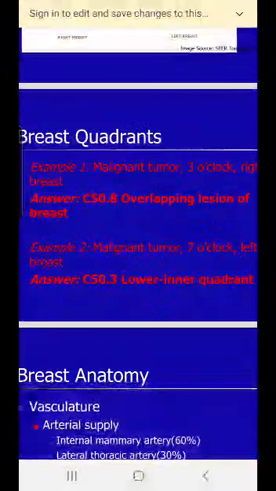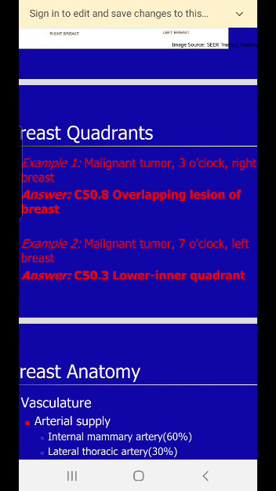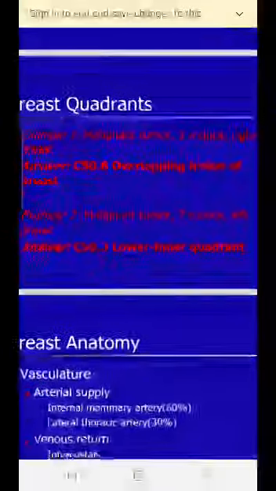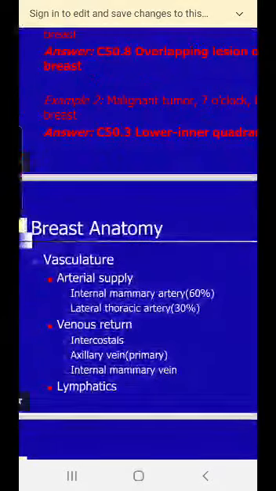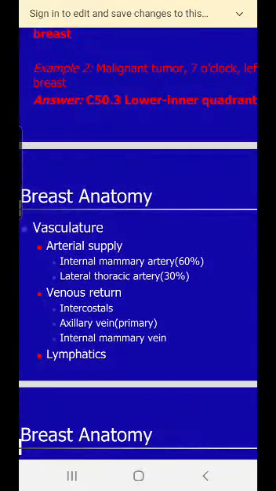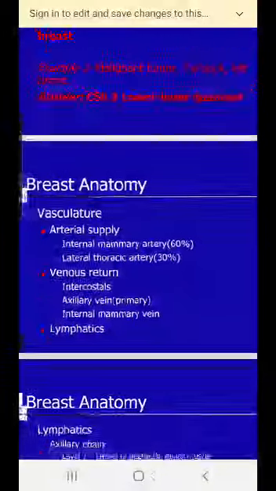Now an example of this is, if there's a malignant tumor at 3 o'clock position, right breast, so you know where it is, okay. 3 o'clock means the medial side of the right breast. So this is how we define the lower inner quadrant or the upper inner quadrant, or the medial or the lateral quadrant, which are the ones by which we define the location of the tumor.